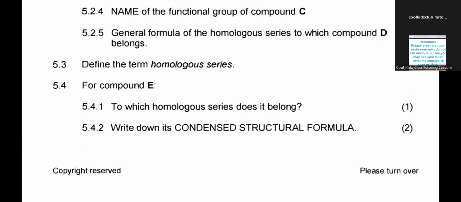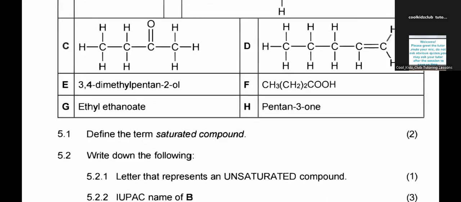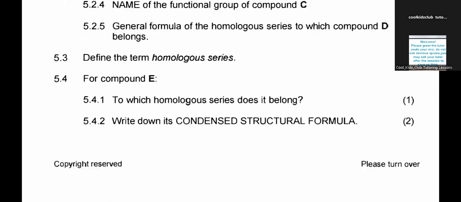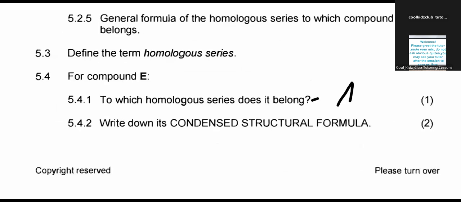All right, define the term homologous series. Well, homologous series is a series of organic compounds that can be described by the same general formula. This is just the definition of a homologous series. Then they said for compound E, to which homologous series does it belong? Let's go to E and see where it belongs. Well, it's going to belong to the alcohol. We know alcohols end with the "ol". Then it belongs to the alcohol. So the answer to this would be alcohol.